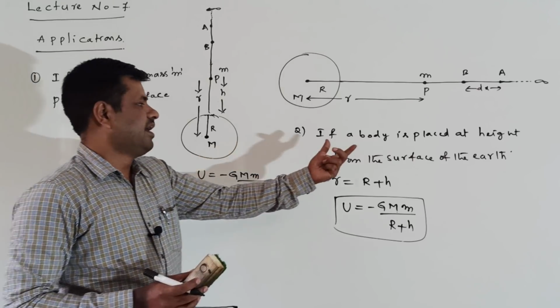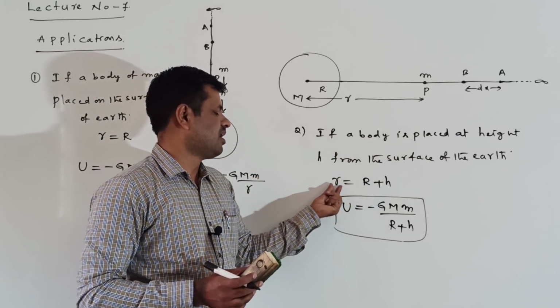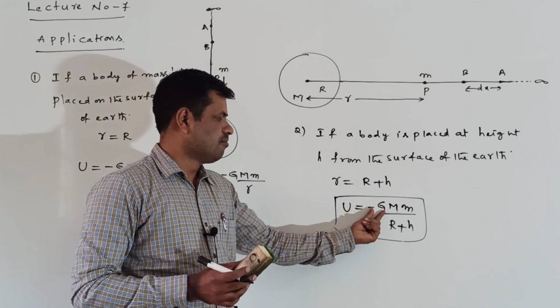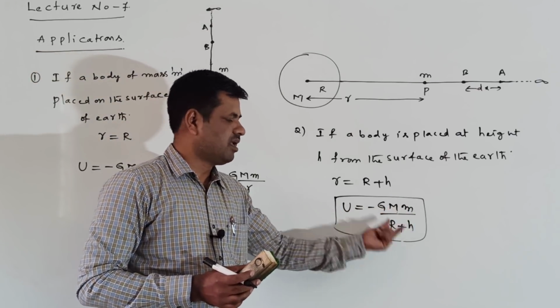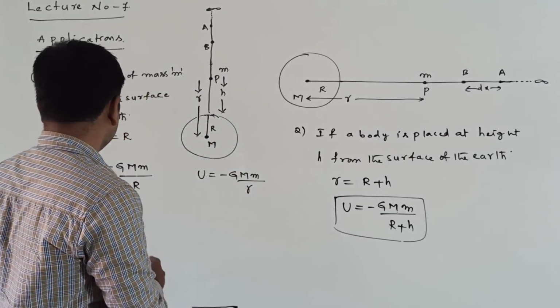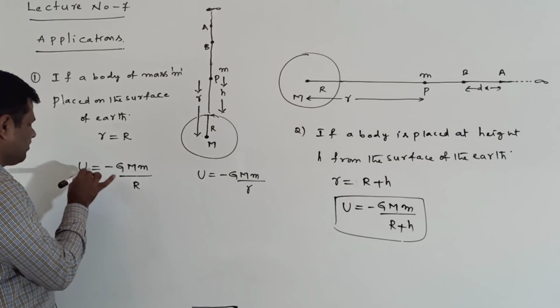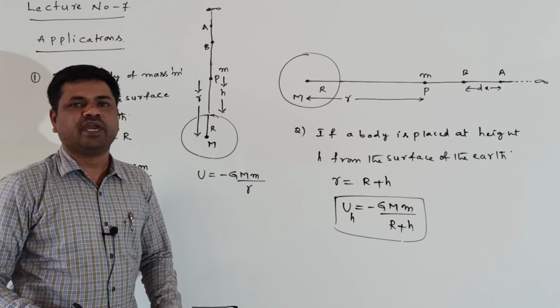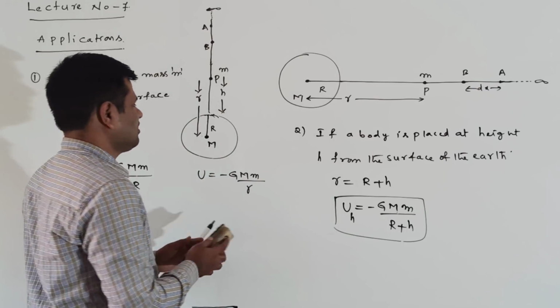When placing at height h from the surface of the earth, small r becomes R plus h. Here potential energy can be written as minus G into capital M into small m by R plus h. Right, this one on the surface is denoted with UR, and this one at height h is denoted with UH. Right, these are the two applications.